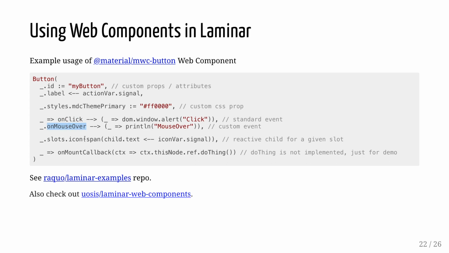We can insert Laminar elements into slots of the web component, and those elements can even be reactive. They can also listen to observables, and this will work just fine. And we can use lifecycle hooks in Laminar to run some logic, including, for example, calling methods defined on the web component element, because again, in Laminar, you have access to the underlying element.